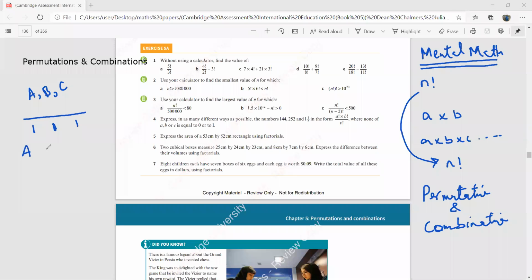and this is your A, then your B and C. Then this can be A, C, and B. Then this can be B, A, C, or B, C, A. Then C, A, B, and then C, B, A. So there are six possible arrangements if we want to display these three paintings on the wall.